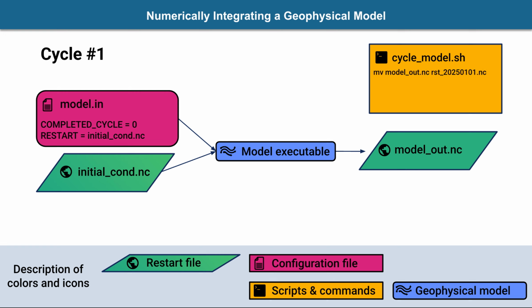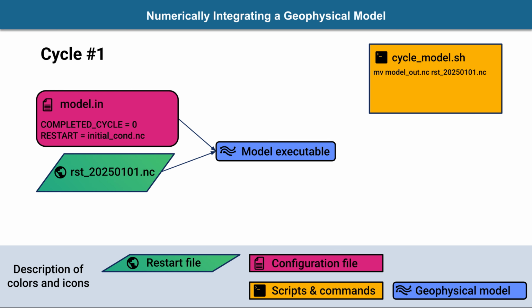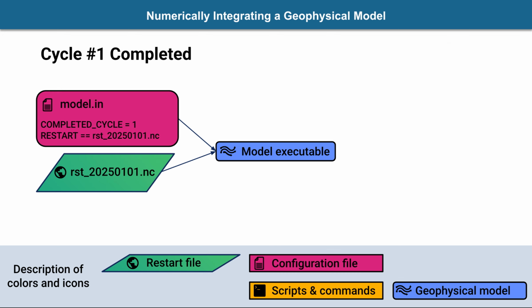It starts by renaming the model output with the date of the integration, year 2025, month 01, day 01, and then sets this newly output file as the input for the next integration cycle by editing the configuration file to reflect that the first cycle has been completed and that rst_2025-0101.nc should be used as the new restart file. With those steps, the first cycle has been completed, and the second cycle is completed much like the first.